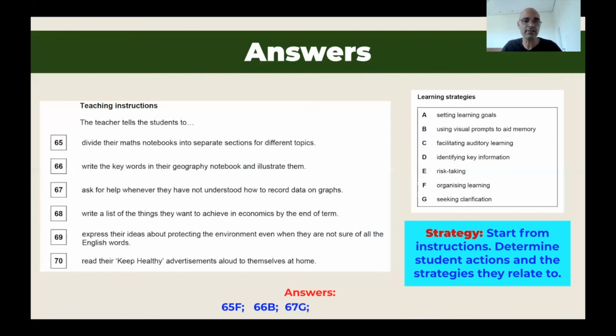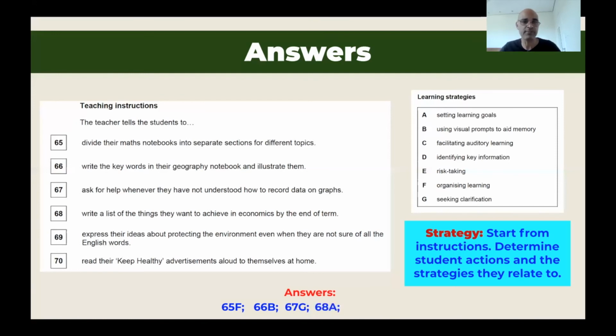68, write a list of the things they want to achieve in economics by the end of the term. Again, the students will decide what they want to achieve, and they're going to monitor their progress throughout the semester to see if they have achieved the goal. By talking about goals, we're talking about A, setting learning goals. That's a very good example of setting goals.